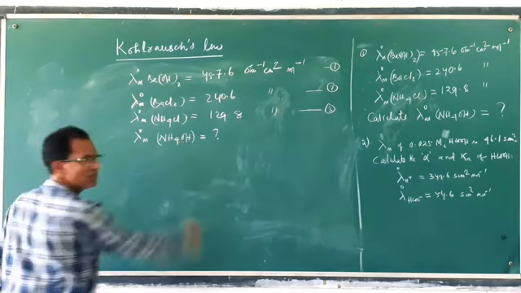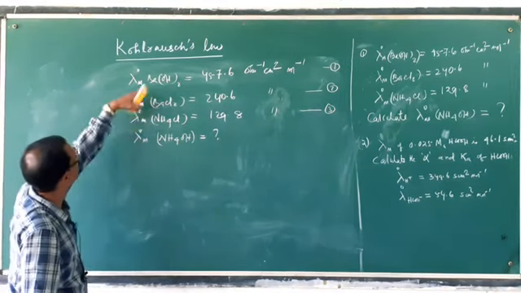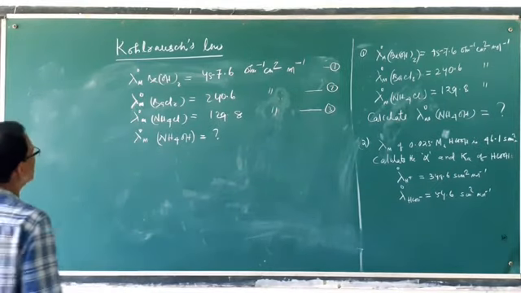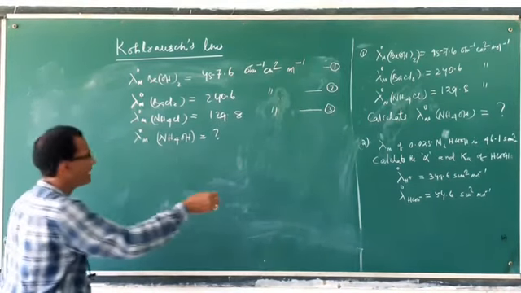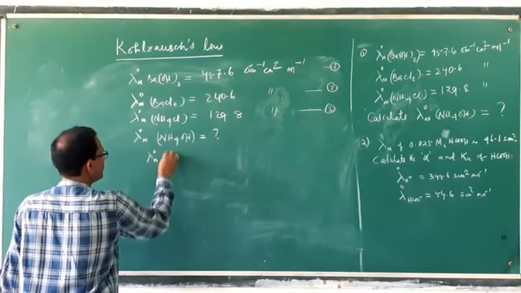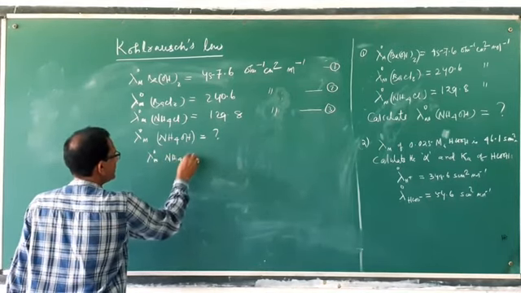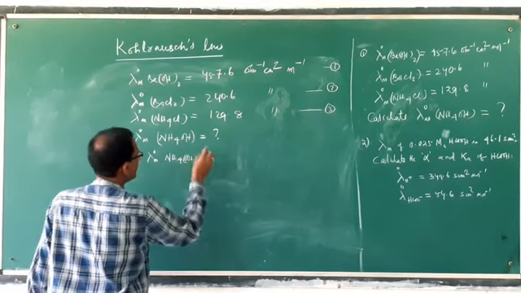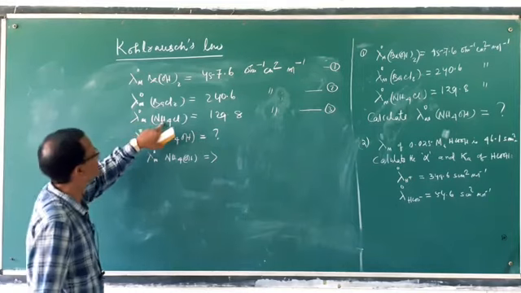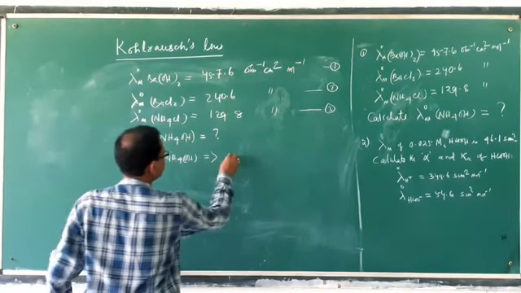Here ammonium hydroxide is asked. You see in the three equations, which one has ammonium? Ammonium is in the third, so take the third. So lambda m of ammonium hydroxide: where is the ammonium ion present in the equation? Equation 3 has ammonium, so take 3.